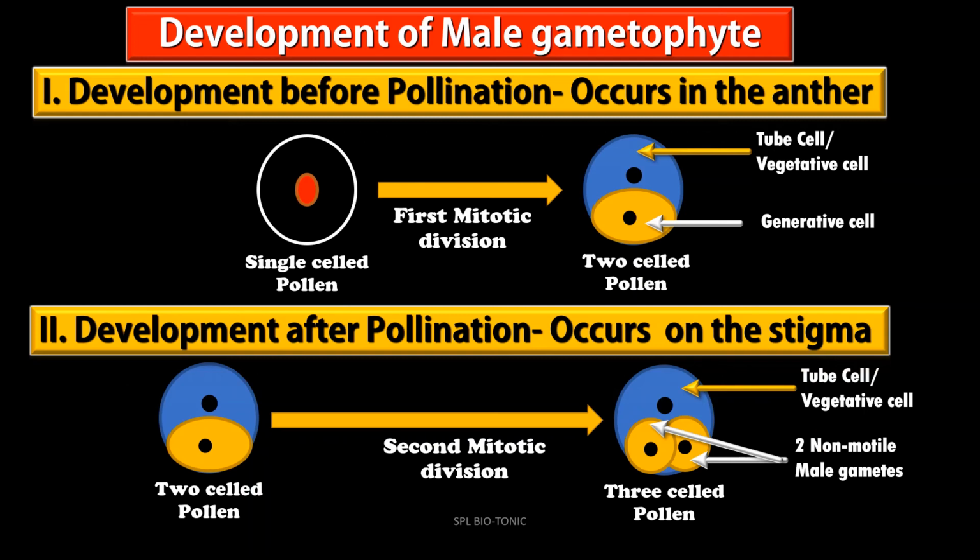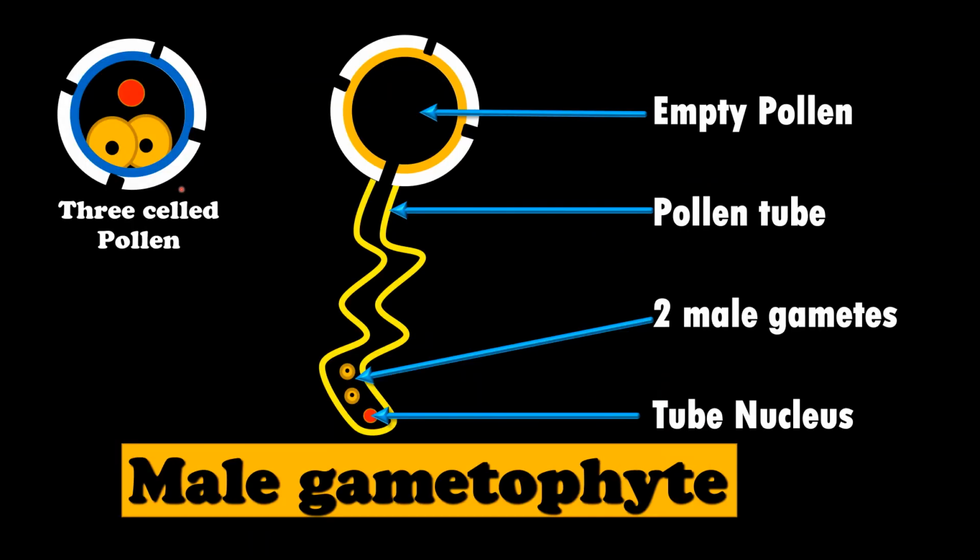During the favorable condition, the intine comes out through germ pore to form pollen tube. The cytoplasm of the tube cell along with nucleus is also pushed into the pollen tube. Thus, by the end of pollen germination, male gametophyte is formed. This male gametophyte consists of empty pollen, pollen tube, 2 male gametes and tube nucleus.